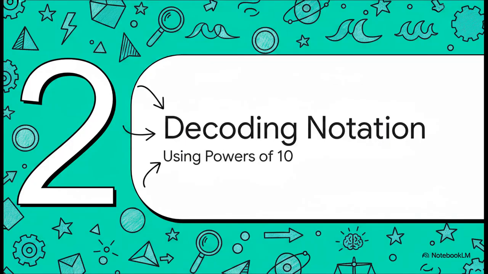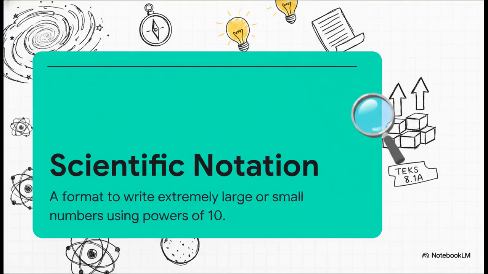Which brings us right to Section 2, Decoding Scientific Notation. This right here is the key. Scientific notation is a mathematical format that allows us to write extremely large or incredibly tiny numbers using powers of 10. Instead of focusing on counting zeros, we use exponents to do the heavy lifting for us.